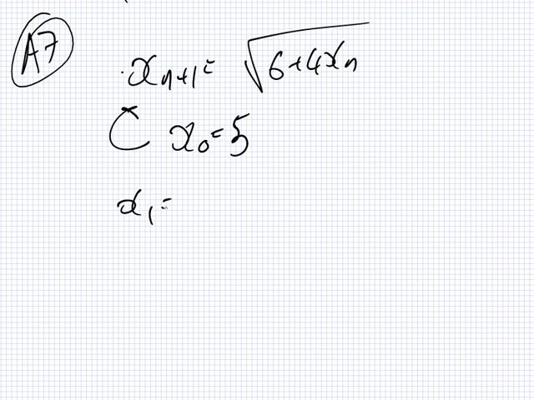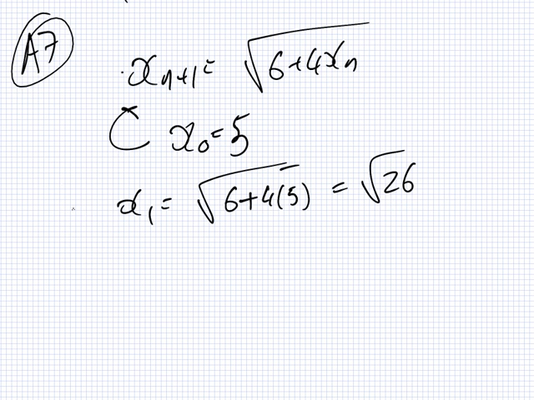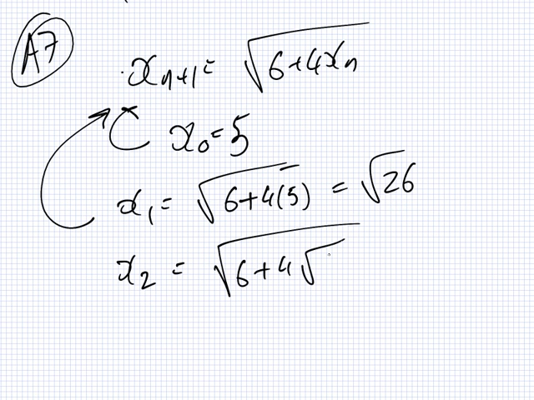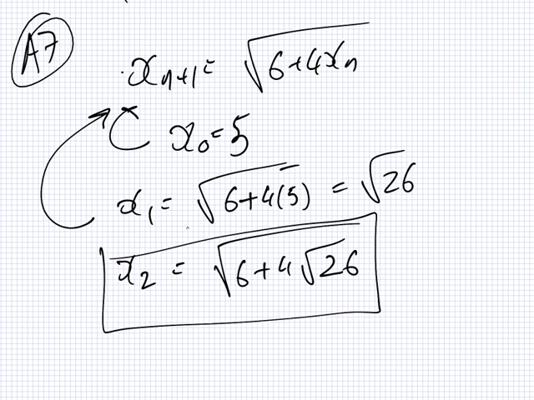You get x1 is the square root of 6 plus 4 times 5, which is the square root of 26. And then you put that back in to get x2, which would be the square root of 6 plus 4 root 26. So this is the answer for x2, and this is the answer for x1 then.